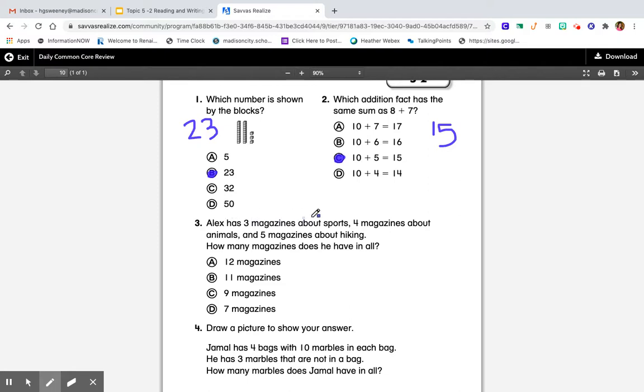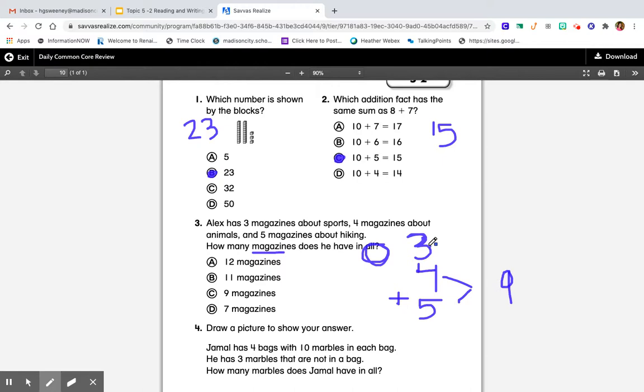Alex has 3 magazines about sports, 4 magazines about animals, and 5 magazines about hiking. How many magazines does he have in all? Okay, so I need to know all the magazines he has in all. So that's 3 plus 4 plus 5. Now what I want to do first is see if I can find a number that we can add together to make 10. I don't see a number we can add together to make 10, but I do see a near double, 5 and 4. So 5 plus 4 equals 9.